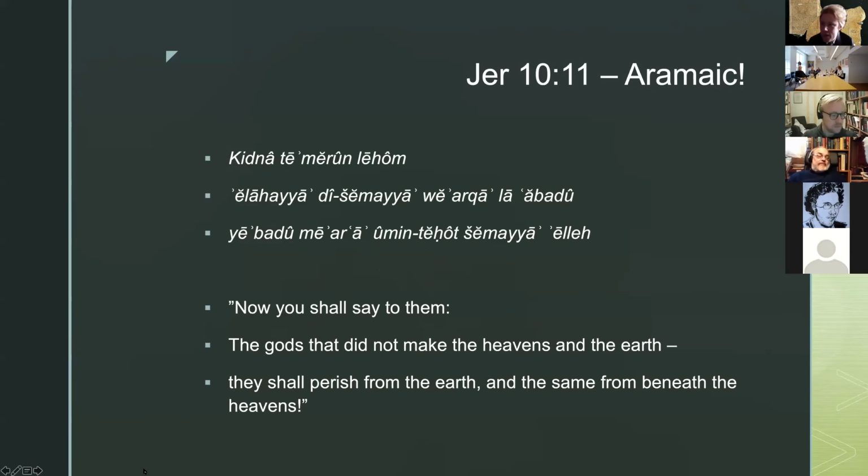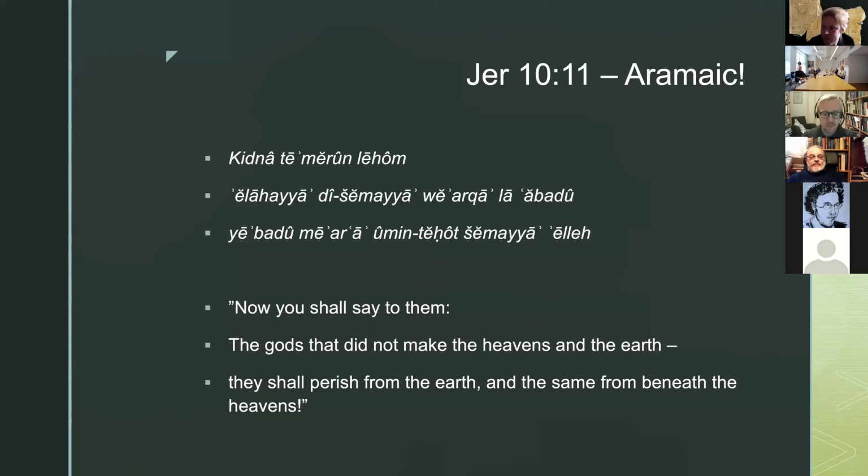It's one of the few verses in the Hebrew Bible that are not in Hebrew, namely Jeremiah 10, verse 11, which says this: Hidna temerun lehom elahaya dishmaya wa arqa la'avadu yevadu me ar'a umin tahot shemaya eleh. Now you shall say to them, the gods that did not make the heavens and the earth, they shall perish from the earth, and the same from beneath the heavens.